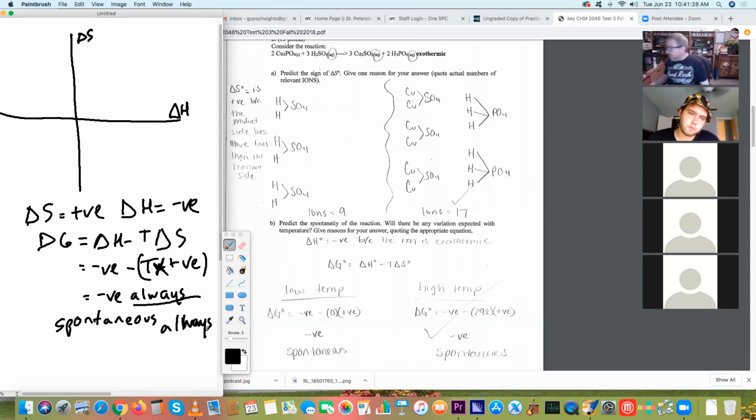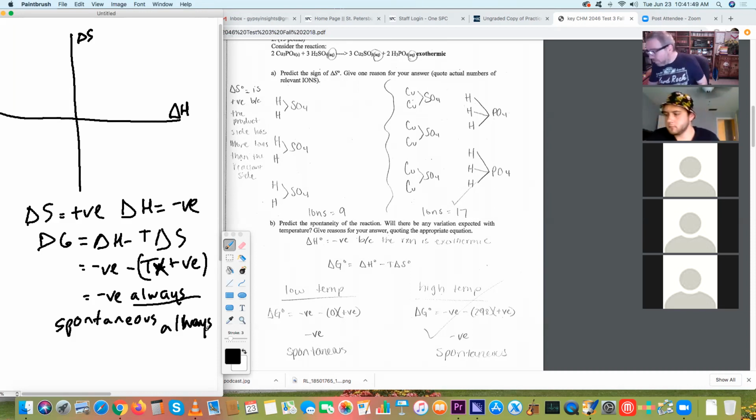All right, let me give you another example. When the signs of delta S and delta H are opposite, when one's negative and one's positive, it's a little bit easier because it's either going to be spontaneous all the time or not spontaneous all the time. It's when they're the same sign that things begin to get a little bit more complicated. So let me do an example here.